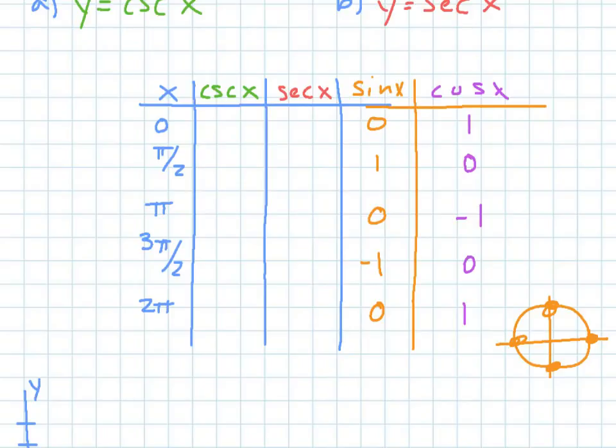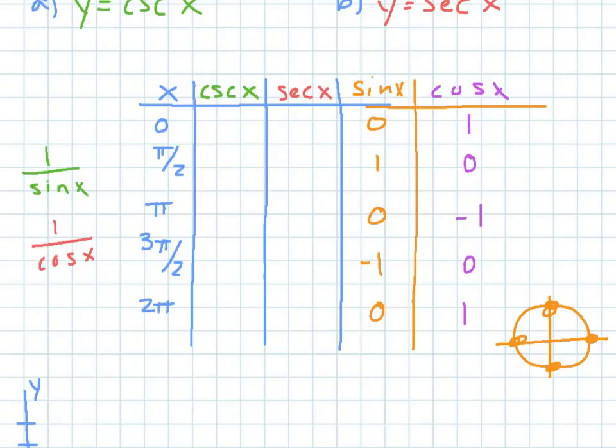Okay? So now, remember that I just said that cosecant and secant are the reciprocals of sine and cosine. So, if we take those values for sine and cosine and flip them, then we should get the value that we want. So, here, remember, it's always 1 over sine, and then it'll be 1 over cosine.